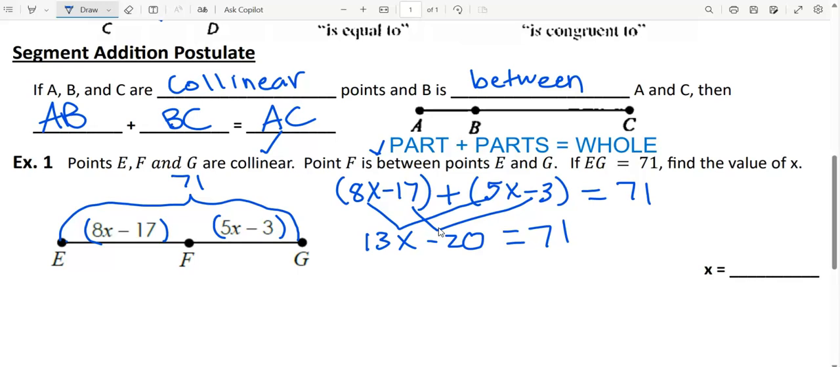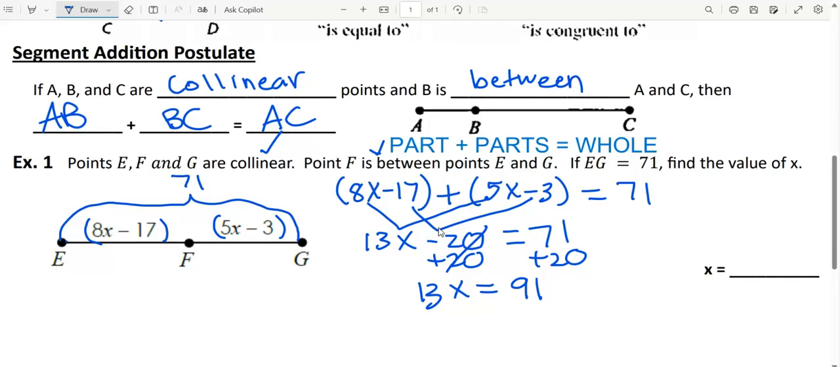If I'm trying to get x by itself, what do I get rid of first? The 13 or the minus 20? The loner is minus 20. The opposite is plus 20, plus 20. 71 plus 20 is 91. Okay, so is everyone with me?